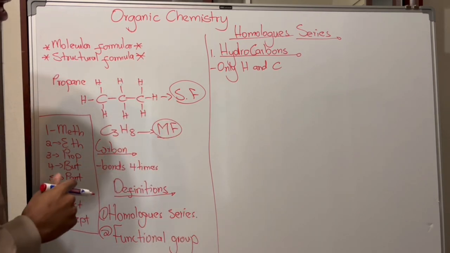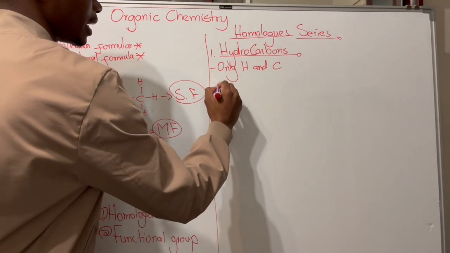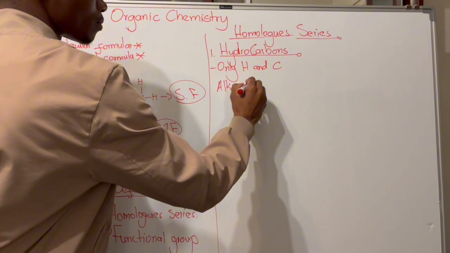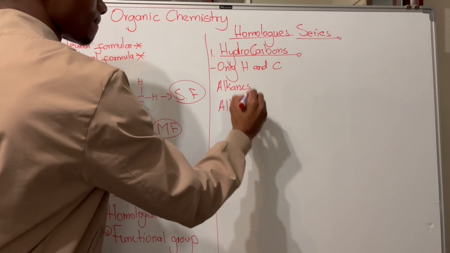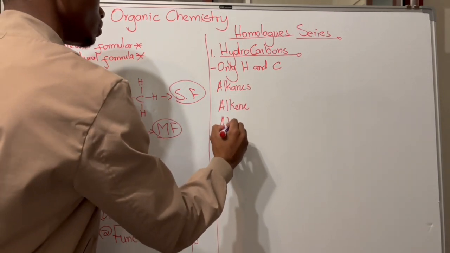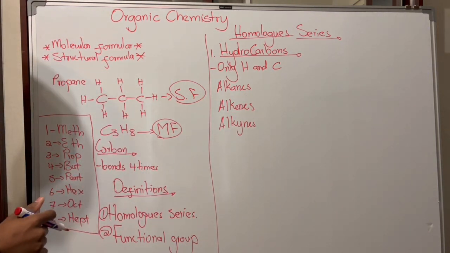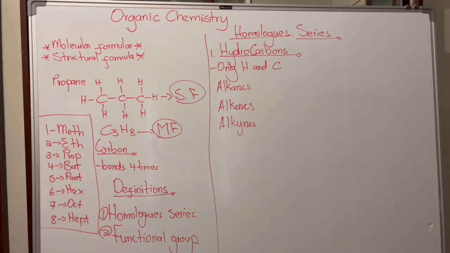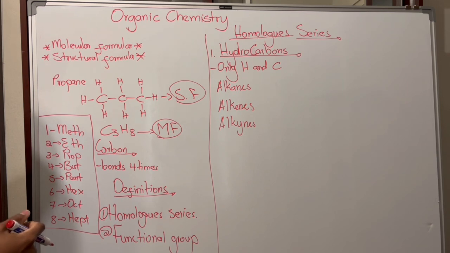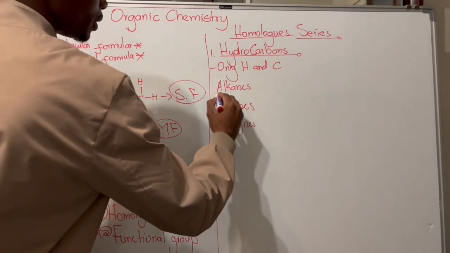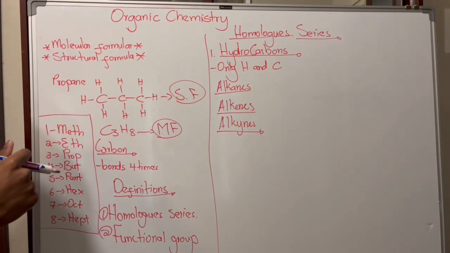Under the hydrocarbons, we have three subcategories, whereby the first one is your alkanes, the second one is your alkenes, and the third one is your alkynes. And what is the difference there? The difference between these three is in the number of bonds between carbon atoms.